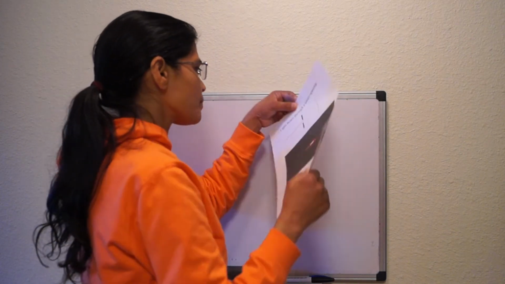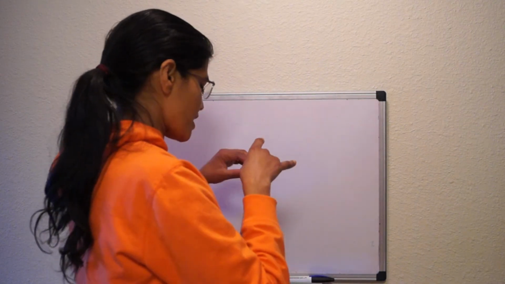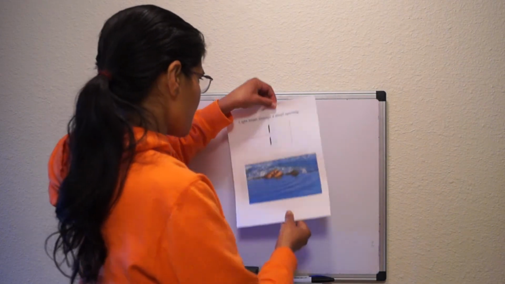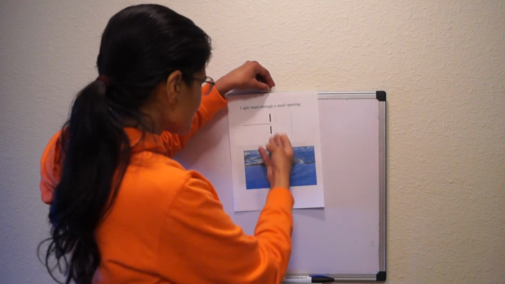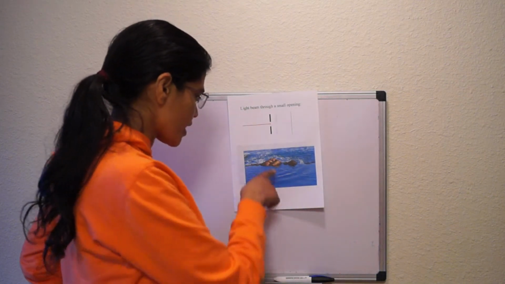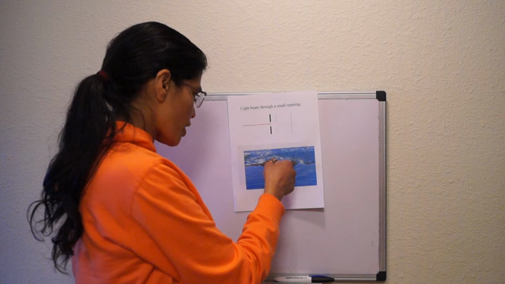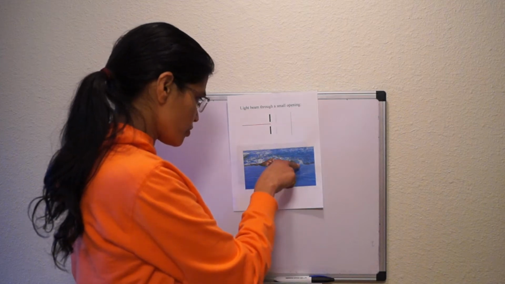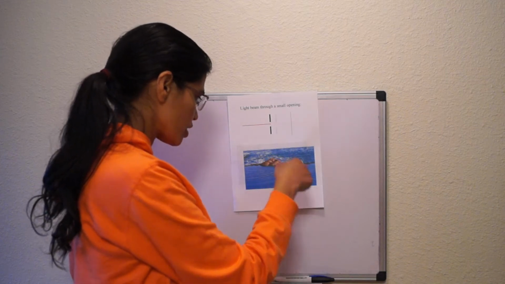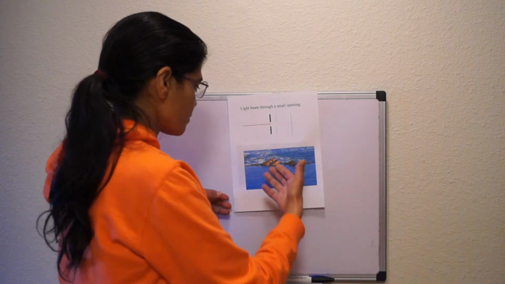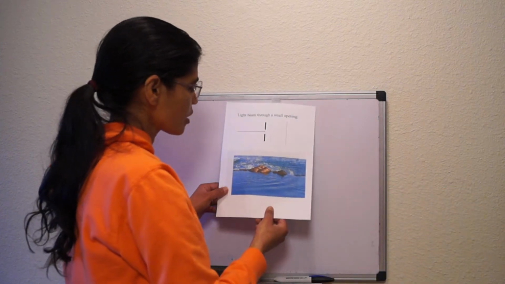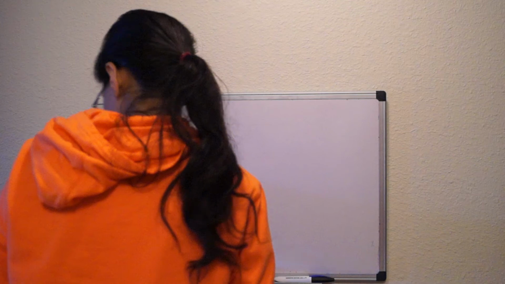So a light beam passing through a small opening looks like it spreads, right? It's very similar to what happens with water waves. Look at the sea, when the water waves pass in between these stones, these rocks, they spread after they pass through the narrow opening. All right.